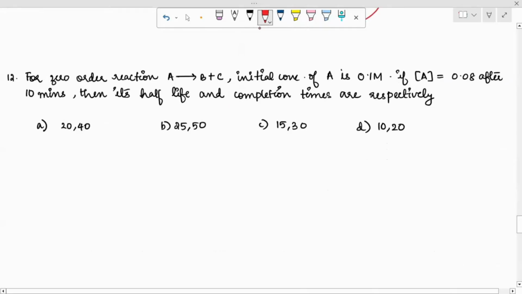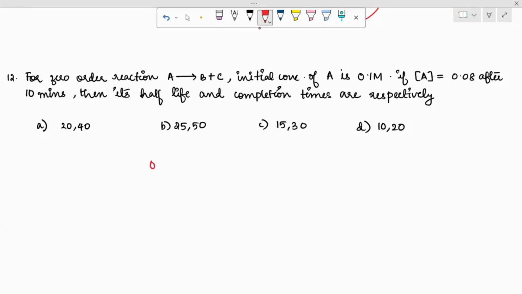Question number 12. For a zero order reaction, initial concentration is 0.1. If 0.08 is after 10 minutes, then the half-life and completion times are respectively. So I would like to use the shortcut for this. You can even use the integrated rate equations, no problem.